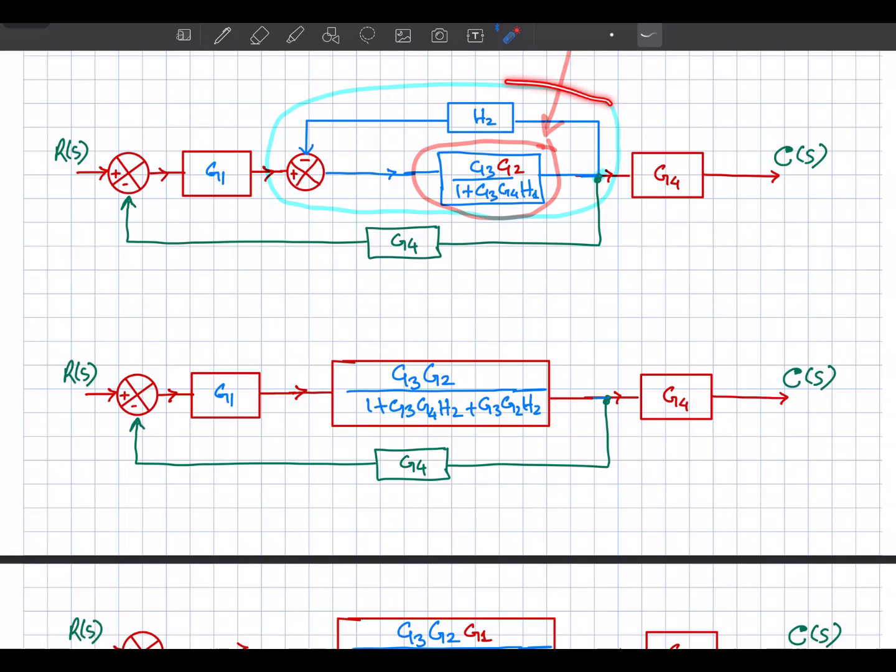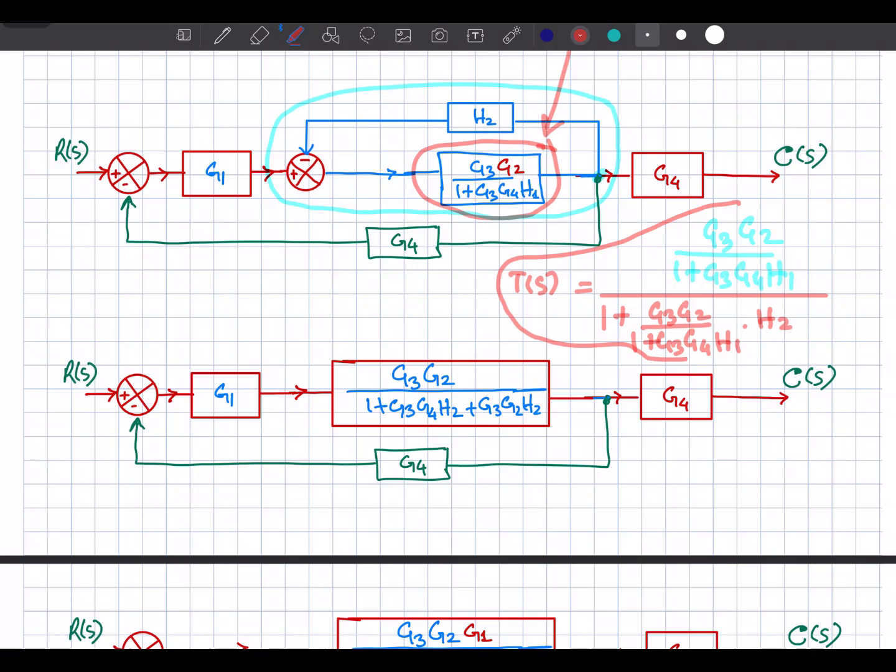So we can reduce it to a single transfer function, again using the formula, that is forward gain divided by 1 plus loop gain. So G3 G2 divided by 1 plus G3 G4 H1, this is the forward path in this case, and the feedback path has the transfer function H2. So what will be there in the denominator: 1 plus G3 G2 divided by 1 plus G3 G4 H1, into H2. So this will be the net transfer function of this feedback path.